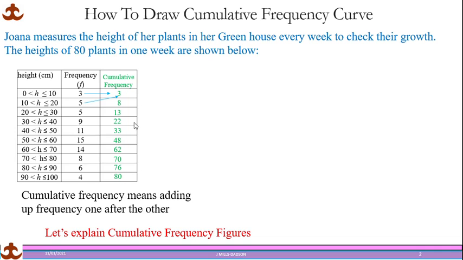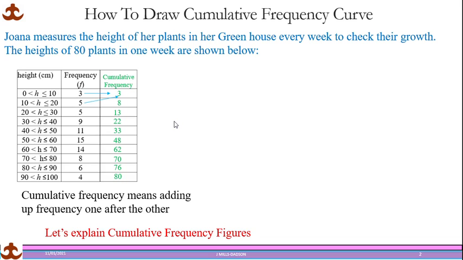Now let's also explain what the cumulative frequency stands for. Let's pick a number like 48. What it means is that 48 of the plants measure from 0 to 60 because it's cumulative. So 48 here means 48 of the plants measure between 0 to 60 centimeters. 22 here means 22 plants measure between 0 and 40 in that order.